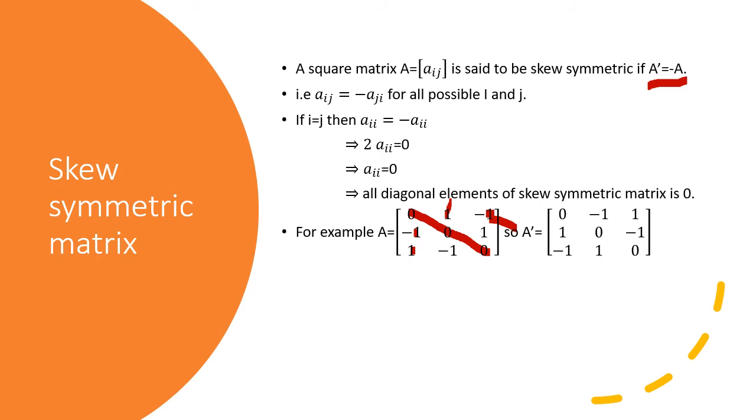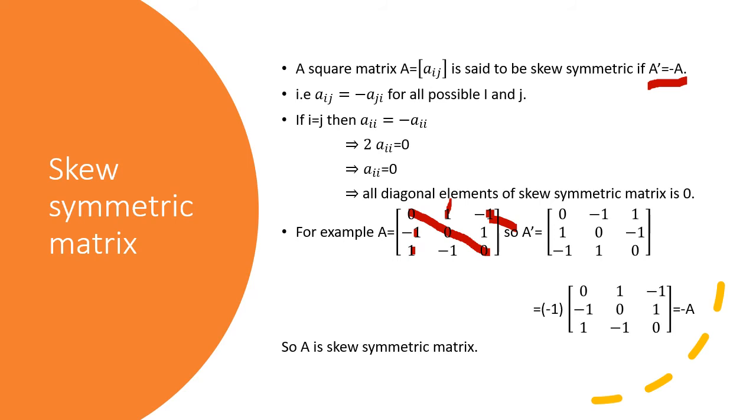Or you can find the A transpose by interchanging its rows into columns. Then you can find the same. Here A dash will be 0, minus 1, 1, 1, 0, minus 1, like this. Now you can take minus 1 common. So if I take minus 1 common, then you are getting 0, 1, minus 1, and so on. So this is your matrix A. So that's why you are getting minus A, and hence we have A dash equals minus A. So A is a skew symmetric matrix.